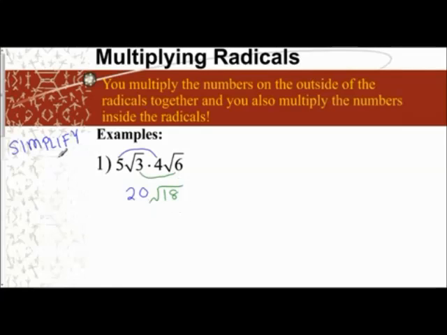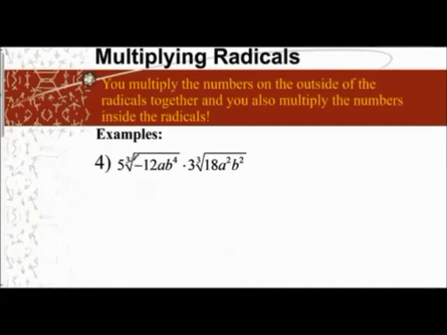And so I have to simplify. Can I simplify the square root of 18? Well, if I take a look, square root of 18 breaks into 9 and 2, 3 and 3. So I can take out a 3 with the 2 that remains inside. So really, I have 20 times 3 radical 2, and that gives me 60 radical 2.